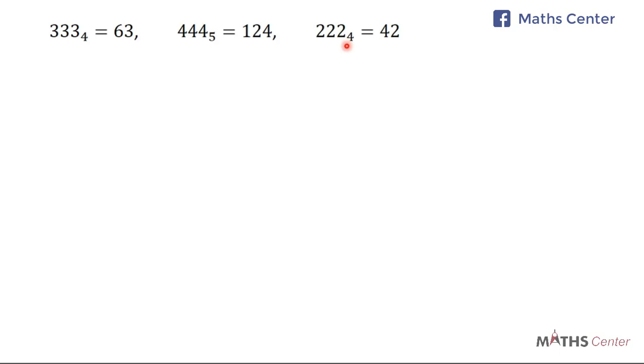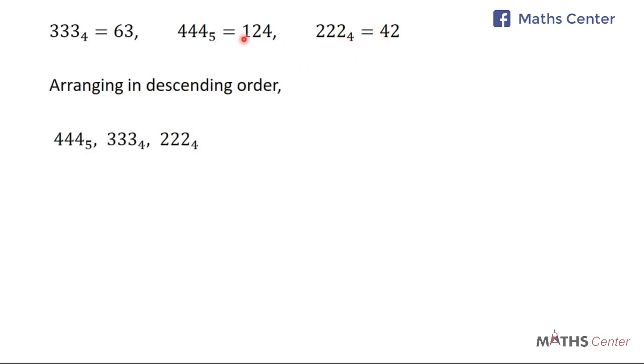2 base 4 in base 10 is 42. So in arranging them in descending order, you know this one is the biggest one, so 4 base 5, followed by 3 base 4, then the next is 2 base 4.